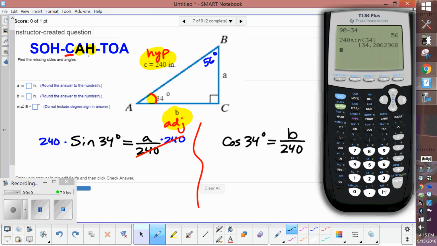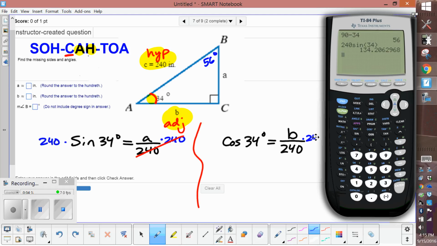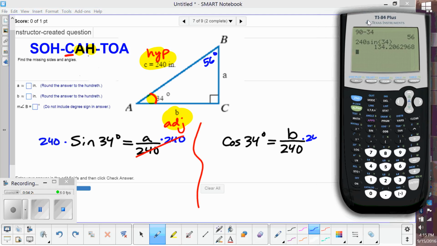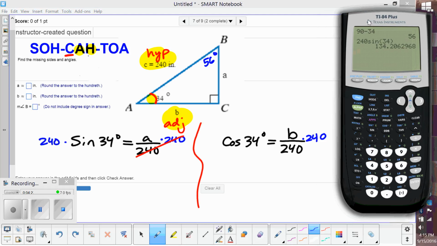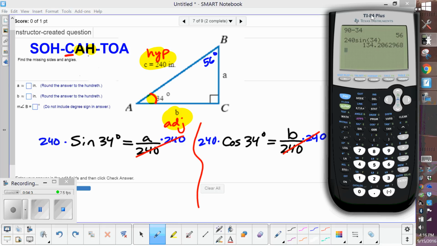And you'll notice it's almost the same problem. The only difference is I have a b instead of an a, and I'm doing cosine instead of sine. I'm going to follow the same algebra steps. The opposite of dividing by 240 is multiplying by 240. Let's move this calculator just a little bit. Okay, and if I do it on the right side, I have to do it on the left side, and this will go away. So in my calculator, 240 cosine this time of 34 degrees, enter, and there's my answer.